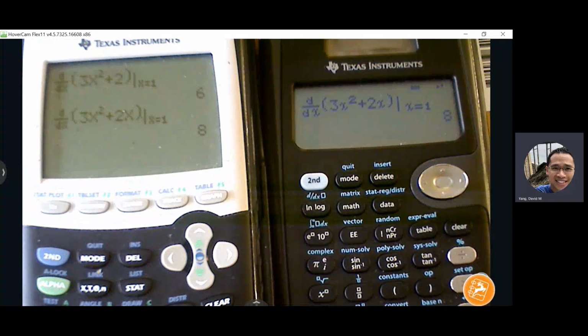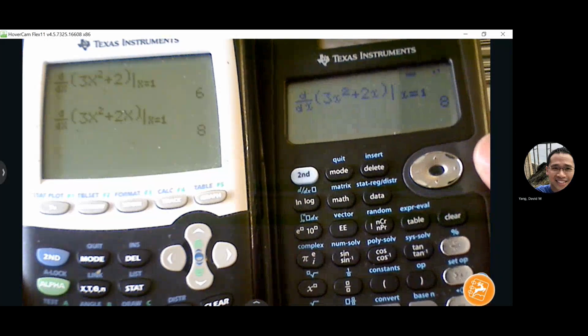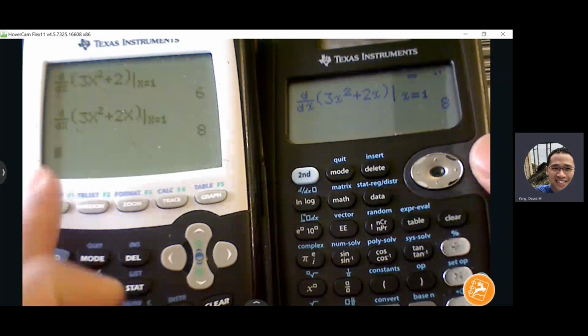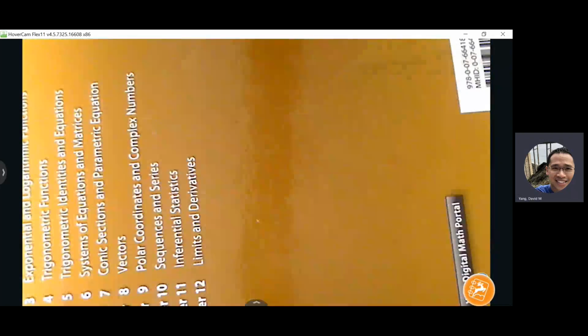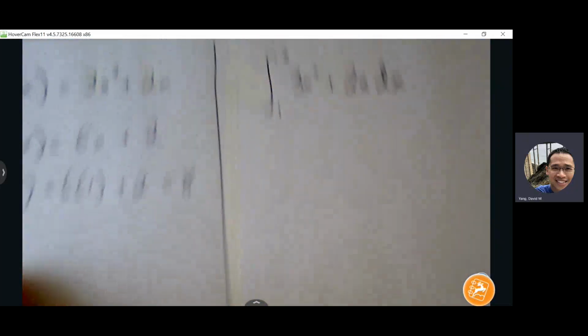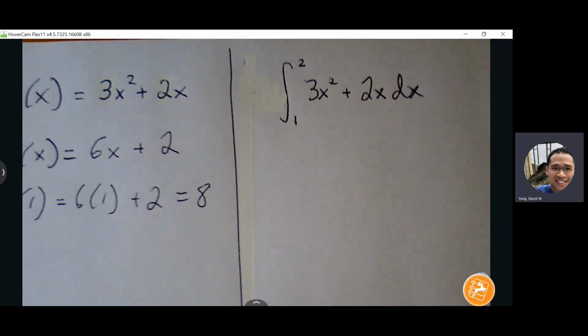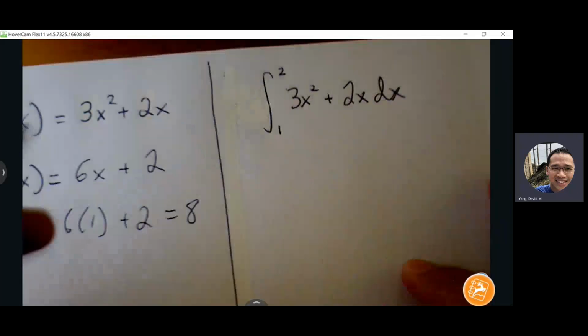Okay, so that's one big feature that we're going to be using every time we do calculator work. The second feature is that the calculator can also evaluate a definite integral for you. Okay, so let's work it out by hand just to see what this looks like.